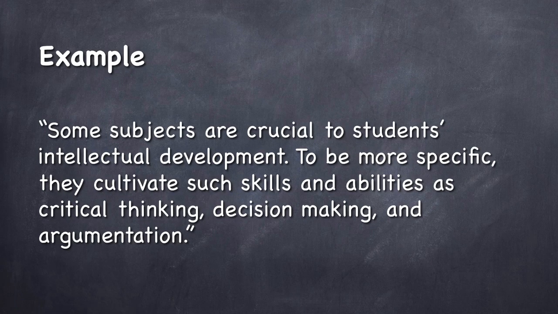Here's another one. Some subjects are crucial to students' intellectual development. To be more specific, they cultivate such skills and abilities as critical thinking, decision making, and argumentation. So, as you can see, we are unpacking a general statement. We're making a general statement that some subjects are crucial to students' intellectual development. And now we are unpacking the phrase intellectual development. So, intellectual development becomes critical thinking, decision making, and argumentation. You see how we're doing that? We turn one phrase into three phrases by using the phrase to be more specific, by using this transition. So, again, it's very, very powerful.